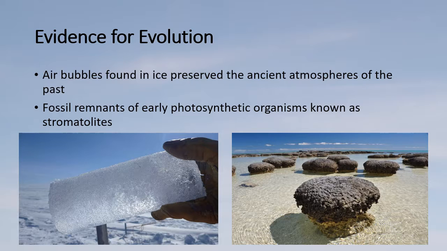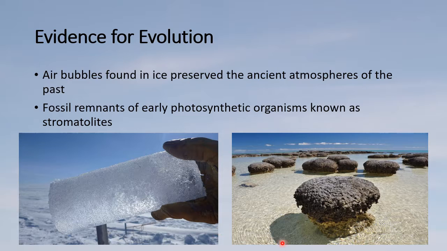So we know all of this for a couple of reasons. The first thing we have are air bubbles. We take ice cores and we find air bubbles that are actually trapped from previous ancient atmospheres. So we can look into the air bubbles and see exactly what the atmosphere looked like back when that ice froze.